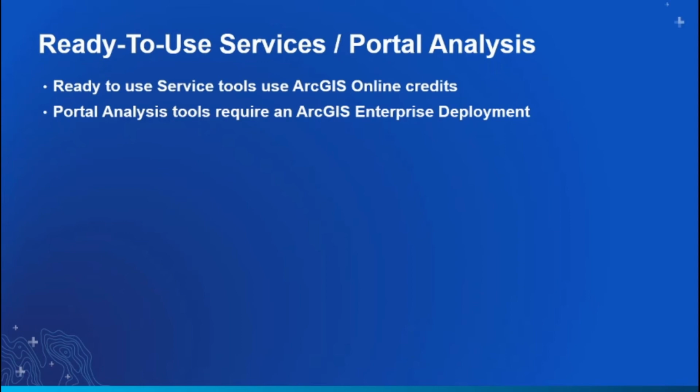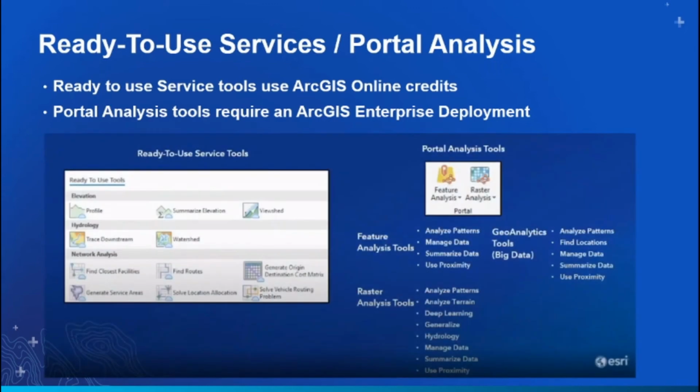The tools that we're talking about here are almost exactly the same tools that we've talked about in previous slides. The same geoprocessing tools, except now provided as a service. As you can see in the pictorial here, in ready-to-use service tools, a majority of the tools offered are network analysis, and that's because ArcGIS Online offers the network dataset as a service. However, it also offers other services like a hydrology service or an elevation service that you can make use of.